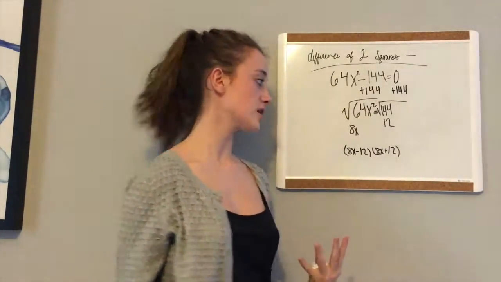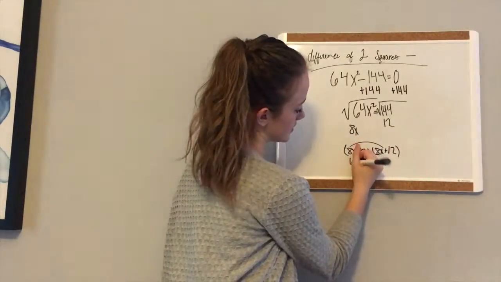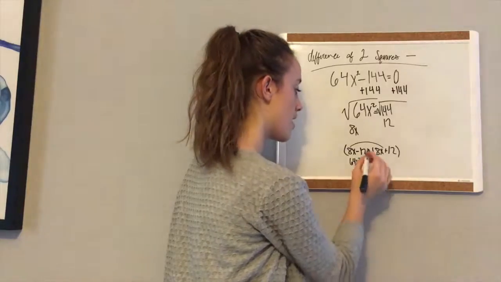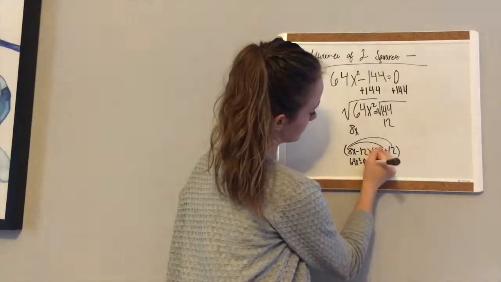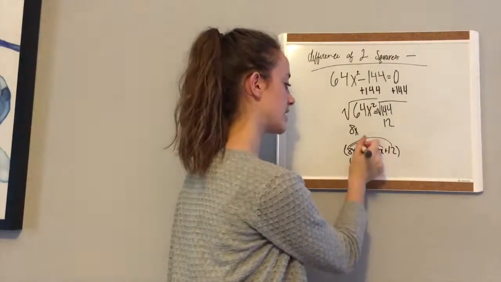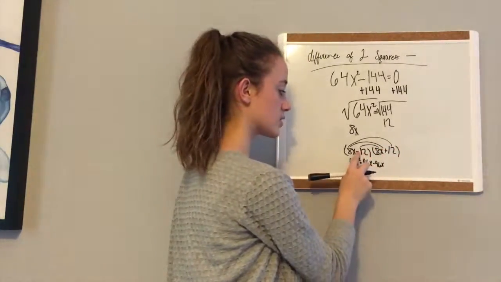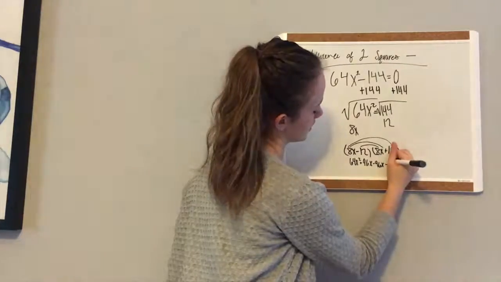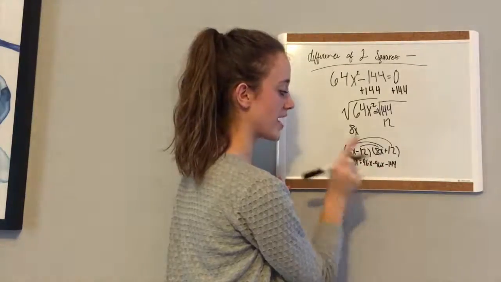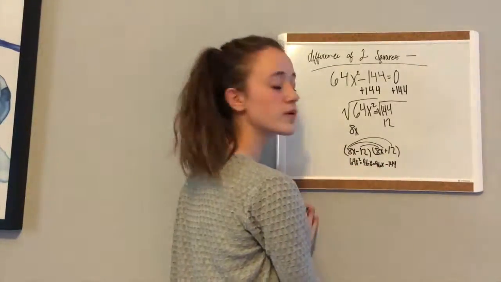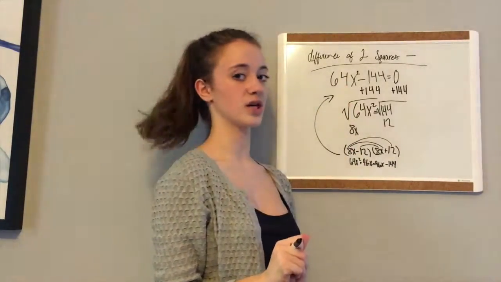And if you're ever curious whether you did an equation correctly, you can FOIL. So 8x times 8x is 64x squared. 8x times 12 is 96x. Negative 12 times 8x is negative 96x. And negative 12 times positive 12 is negative 144. So the plus 96x and the minus 96x will cancel out, and you will be left with 64x squared minus 144x.